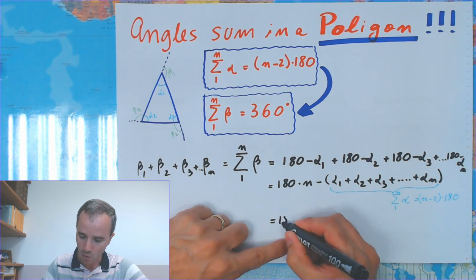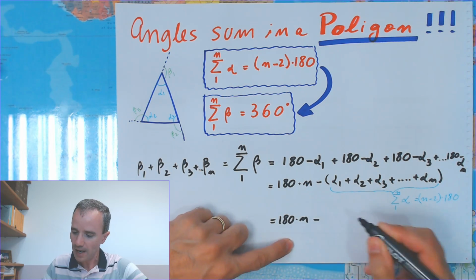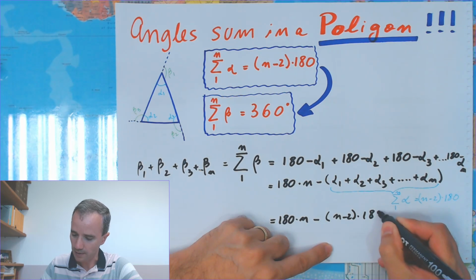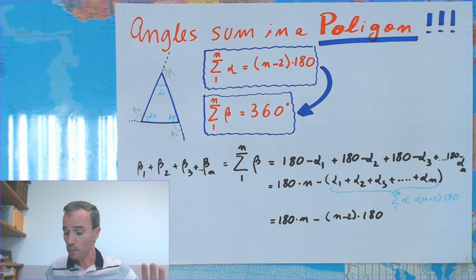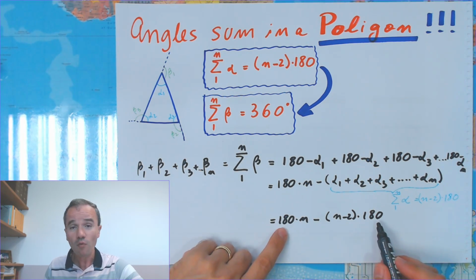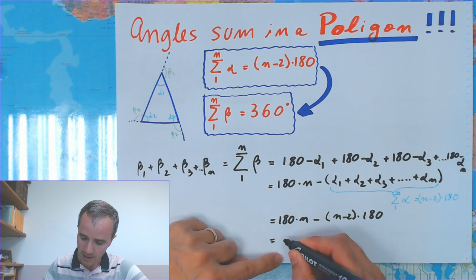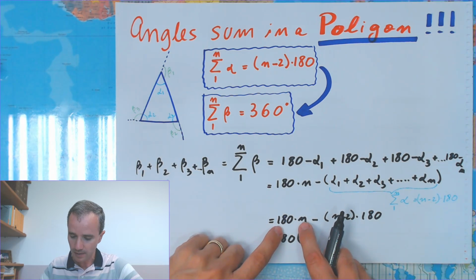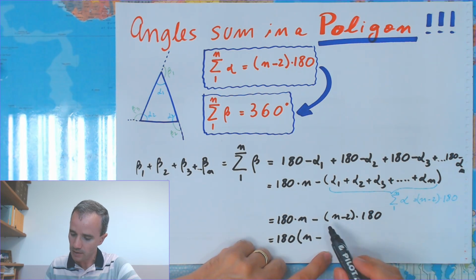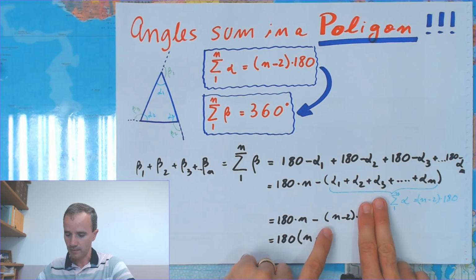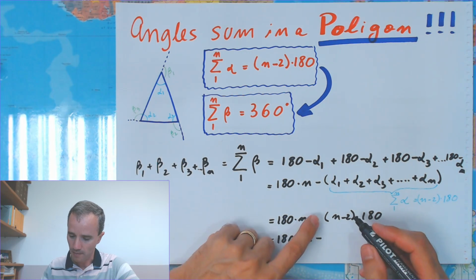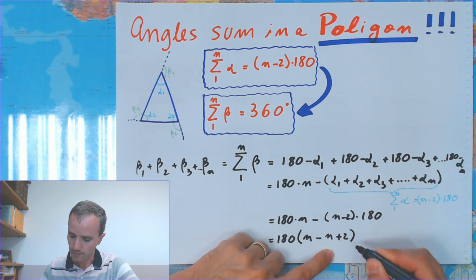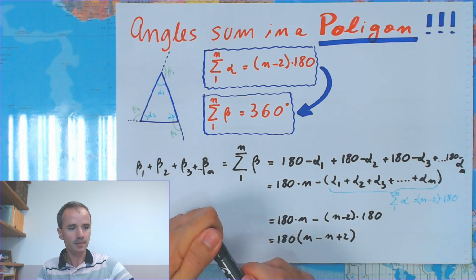Now, this is going to be 180n minus (n minus 2) times 180, right? I mean, just substituting things. Well, I have 180 in common. Let's put 180 in common. 180 is going to be n, right? Minus this one, minus this. So, minus n plus 2. Okay? Well, very simple to see that.